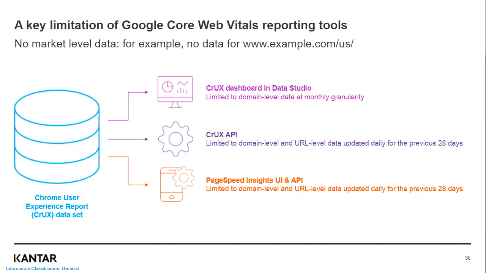But these tools have a key limitation. They either aggregate data at the domain level or reveal performance for single URLs. They do not provide access to data at the directory level. They provide data for example.com, but not for example.com/US. We overcome this issue by interrogating Google's CRUX dataset directly, so we're able to provide clients with competitor analysis segmented by market, device, and individual Core Web Vitals metric.